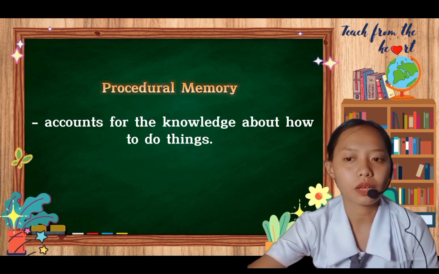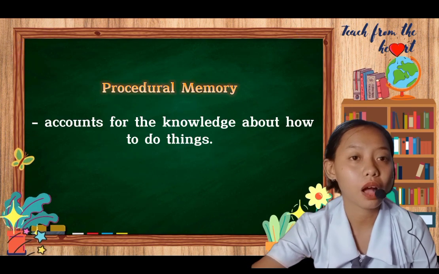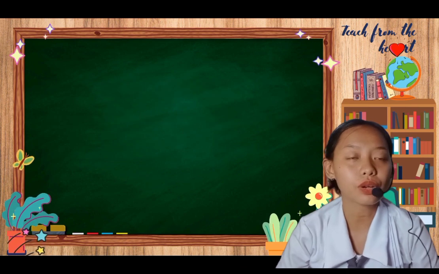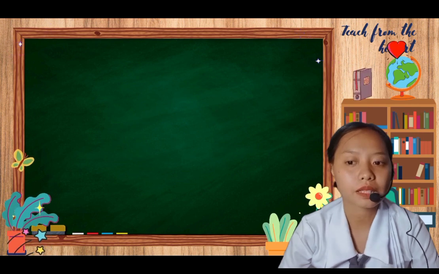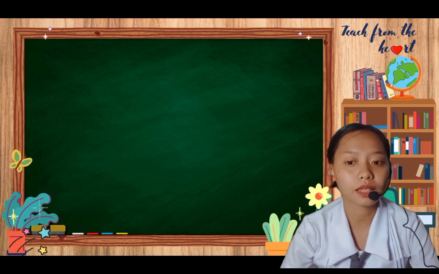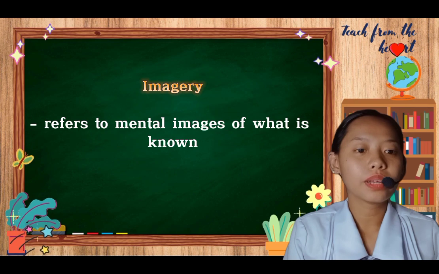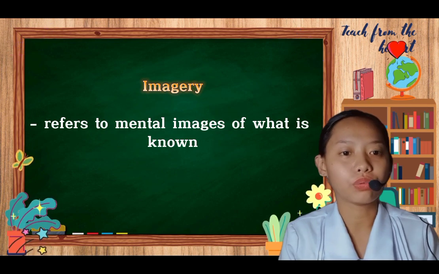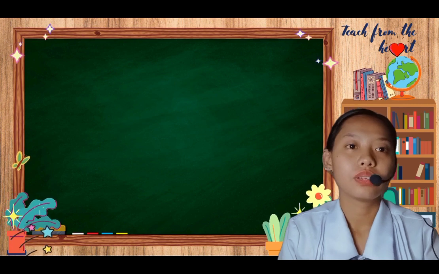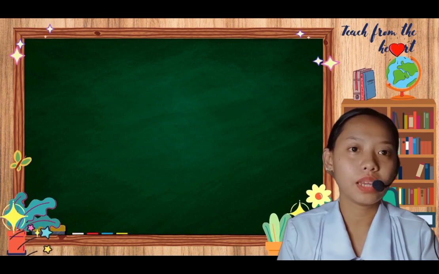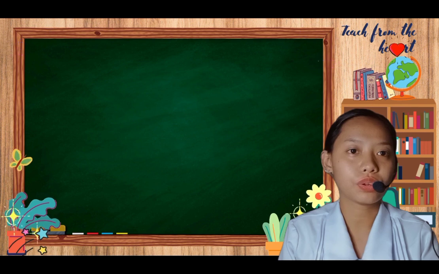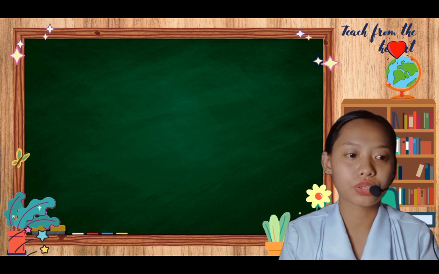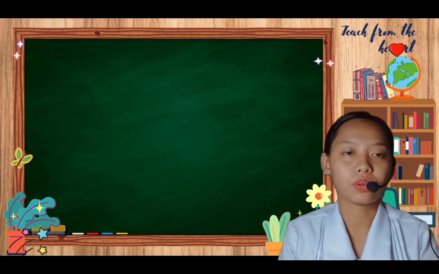Procedural memory accounts for the knowledge about how to do things. For example, a student teacher who recalls the step-by-step process of presenting the lesson to the class. Imagery refers to mental images of what is known. For example, beginning readers use the configuration cues, shape, and appearance of words to help in word recognition.